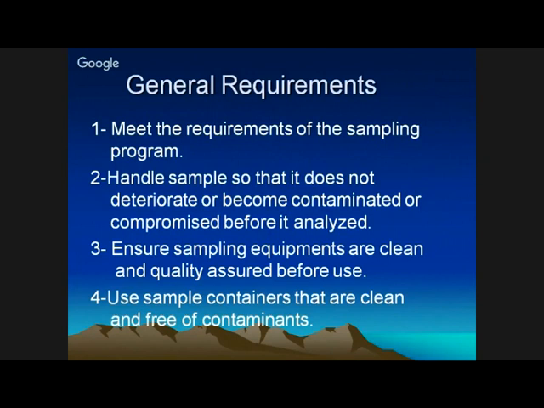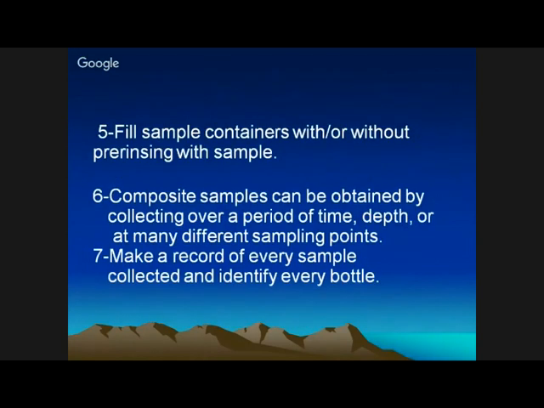Fourth is to use sample containers that are clean and free of contaminants, that I have already explained. Fifth is to fill sample containers with or without pre-rinsing with sample. Pre-rinsing means you rinse that container with the sample so that it is conditioned properly. Composite samples can be obtained by collecting over a period of time, depth, at many different sampling points. Make a record of every sample collected and identify every bottle. You have to indicate on the bottle from where you have collected the sample.